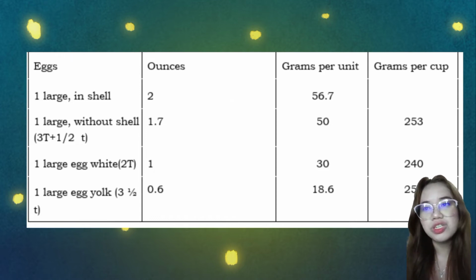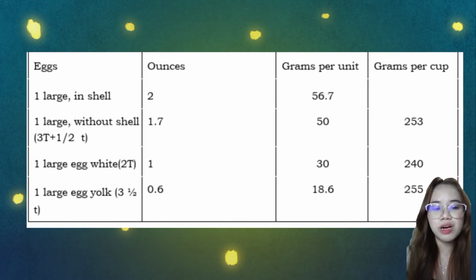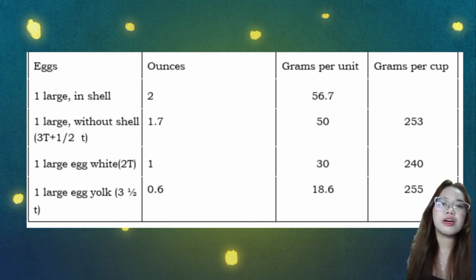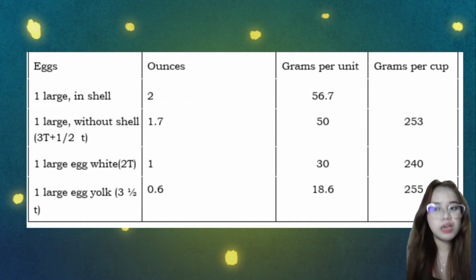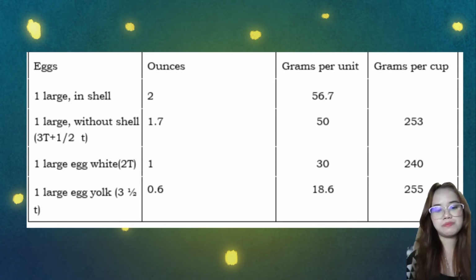1 large egg without shell is 1.7 ounces. Grams per unit is 50. Grams per cup is 253. 1 large egg white is 1 ounce. Grams per unit is 30 and grams per cup is 240. 1 large egg yolk is 0.6 ounces. It is 18.6 grams per unit and 255 grams per cup.